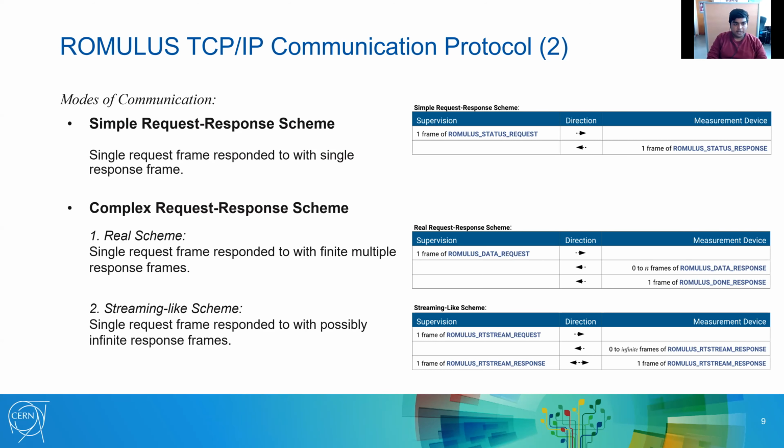The second mode of communication is a complex response scheme, where one frame of request is sent from the supervision, and a defined number of frames, n, are responded to by the devices back to the supervision, followed by a frame complete or done response from the devices.